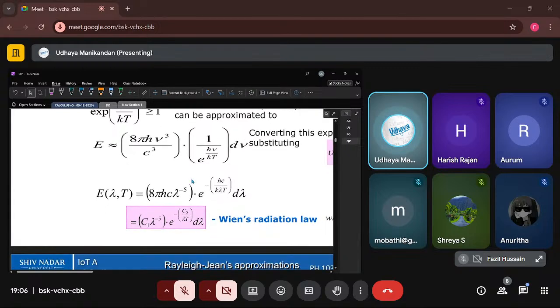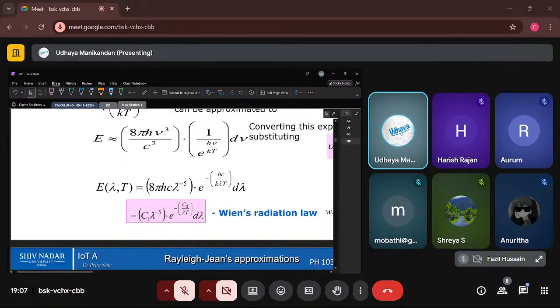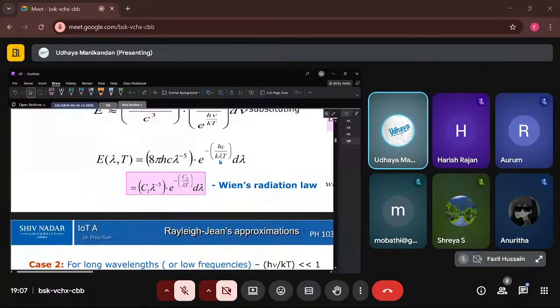And you can cancel out whatever c's and lambdas you get, and you'll get this final expression, which resembles the original expression we had for Wien's, right? What was that? C1 lambda power minus 5, e power minus C2 by lambda T, d lambda. The exact same expression we will get here. C1 and C2 constants were also found. Okay, so that was the whole point of what?